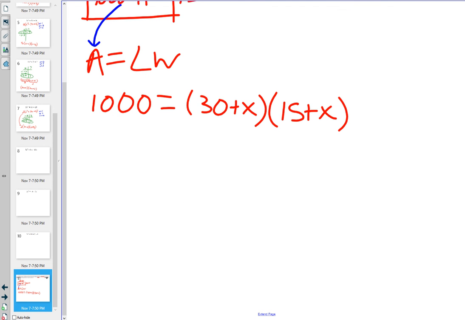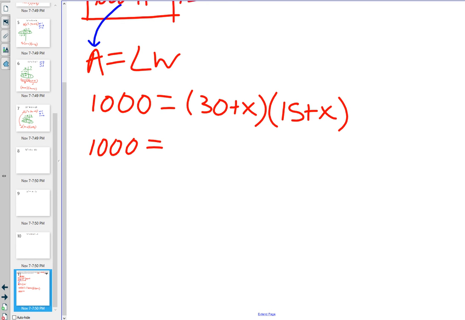Well, see, the good news is, yes, this side is in factored form. How do you know it's in factored form? What do you see? What symbol? Parentheses. But the bad news is it's not equal to 0. So even though I have those parentheses there, I'm going to have to get rid of them because I have to get rid of that 1,000.